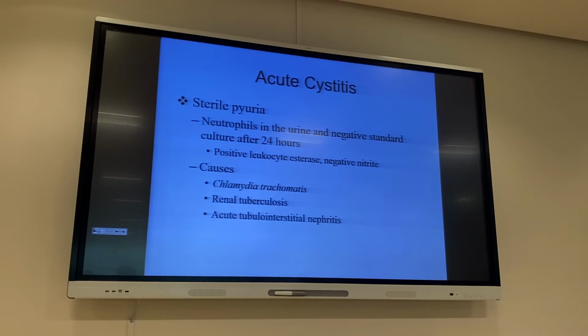Sterile pyuria. In this case, you are seeing white blood cells, segmented neutrophils, but without any bacteria or any kind of bug growing in the urine. The reason for this is either you have not chosen the right medium for the growth of the bacteria, or it could be related to something other than an infection. For example, acute tubulointerstitial nephritis following the ingestion of some medication that will give rise to this condition.